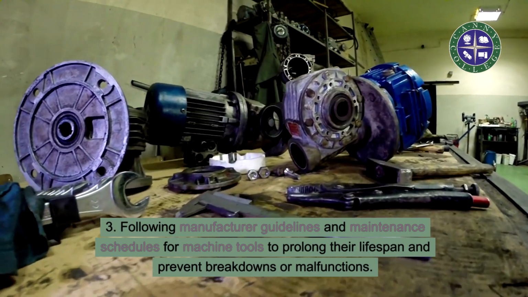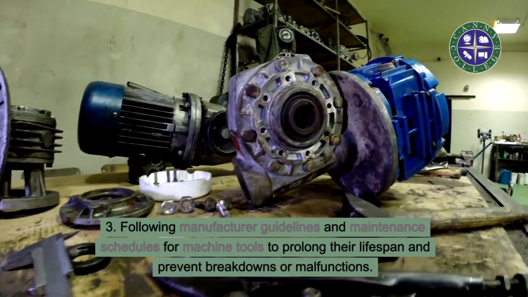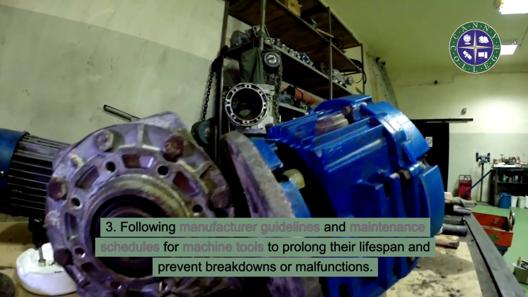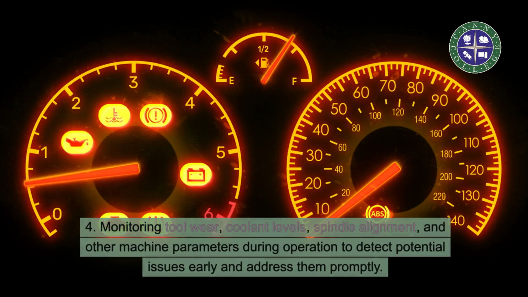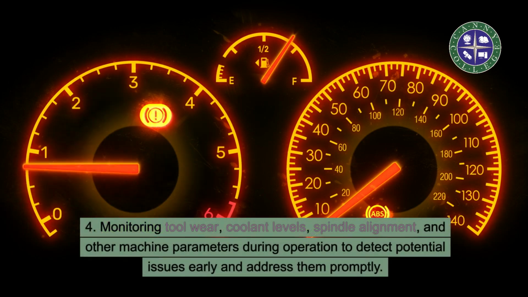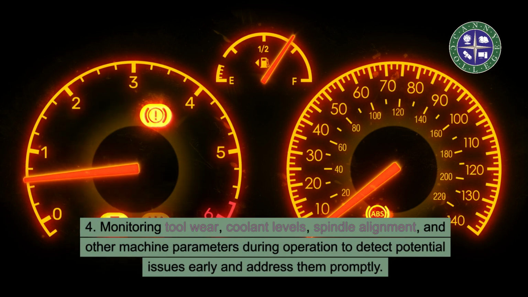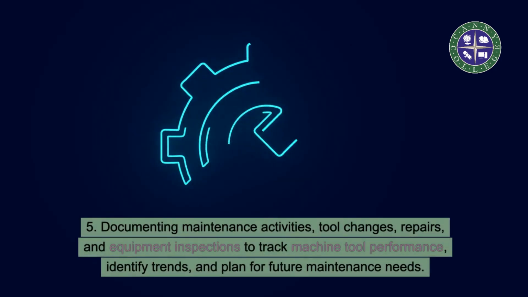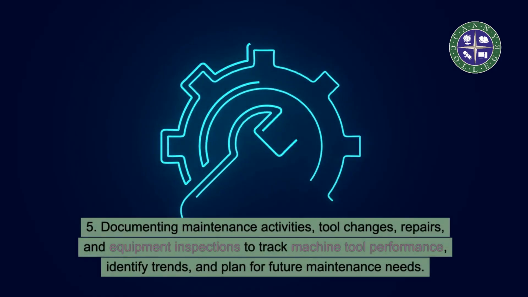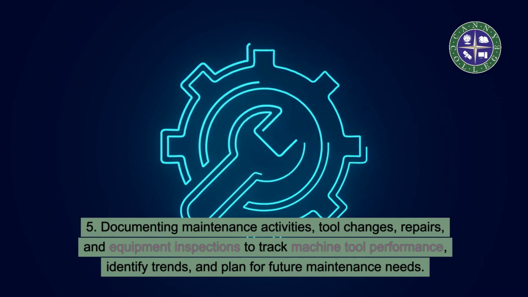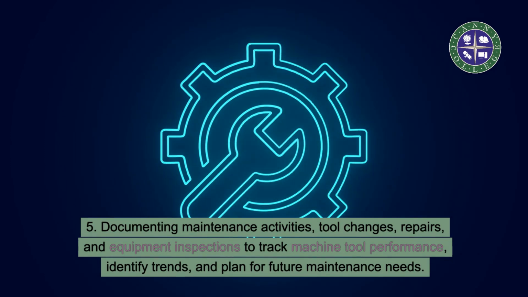Following manufacturer guidelines and maintenance schedules for machine tools to prolong their lifespan and prevent breakdowns or malfunctions. 4. Monitoring tool wear, coolant levels, spindle alignment, and other machine parameters during operation to detect potential issues early and address them promptly. 5. Documenting maintenance activities, tool changes, repairs, and equipment inspections to track machine tool performance, identify trends, and plan for future maintenance needs.